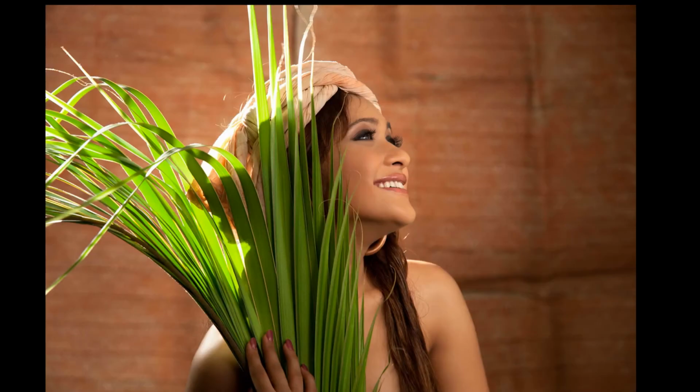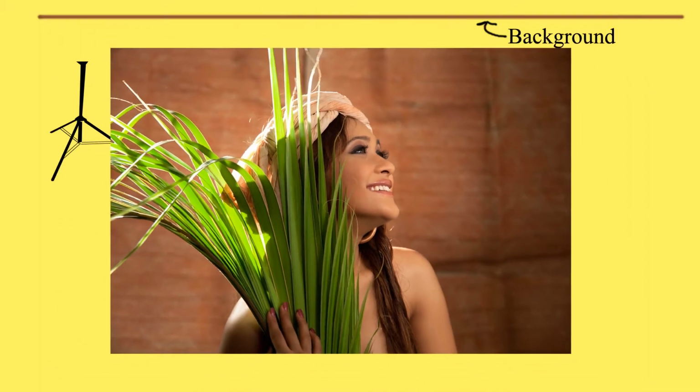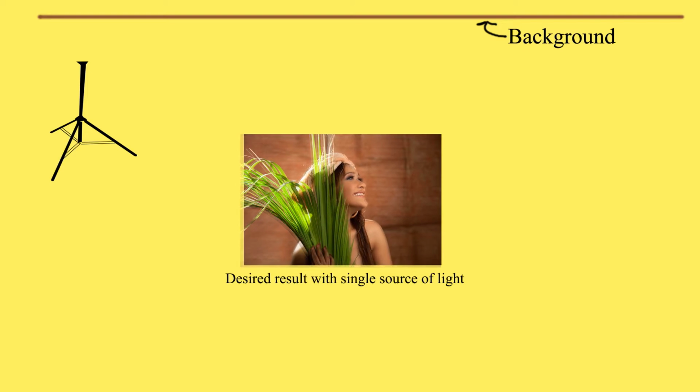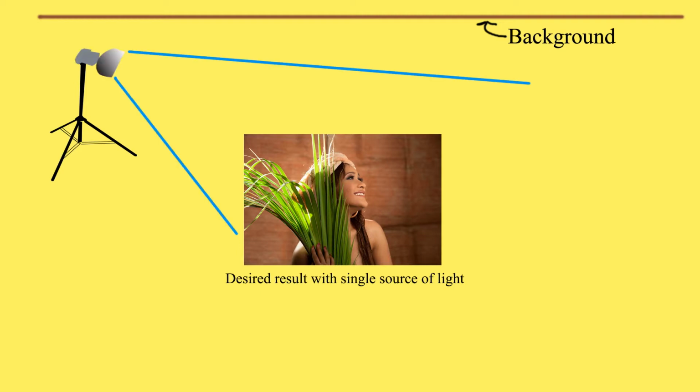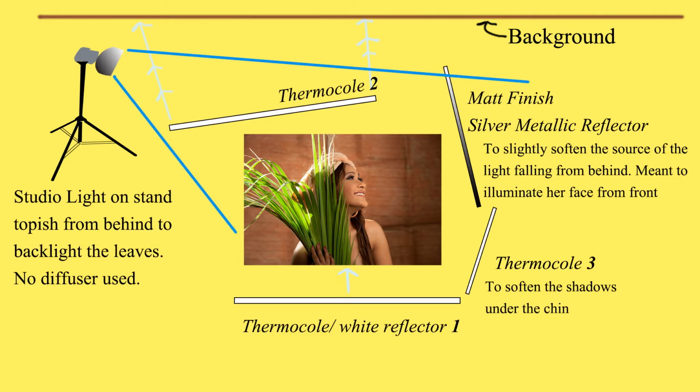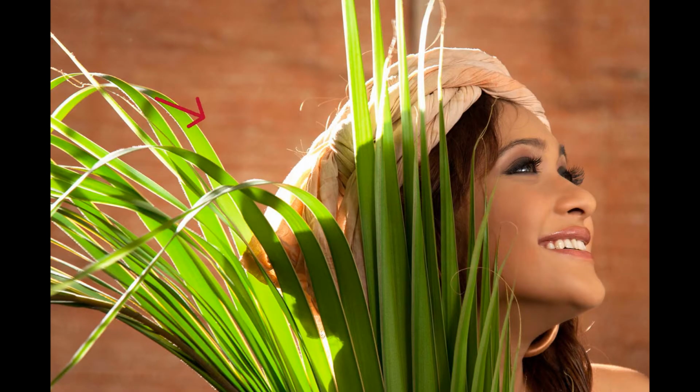Would you say that this picture has been taken on a single source of light? Yes, it has been. And I'm not joking. Let me show it to you how this was achieved. The light stand was positioned on the left and much behind the model. The light was fixed on it and the light output adjusted to fall on the green leaves from behind, backlighting the same, and no diffuser was used. This was my main and only source of light. This gave the feel of sunlight in the picture.